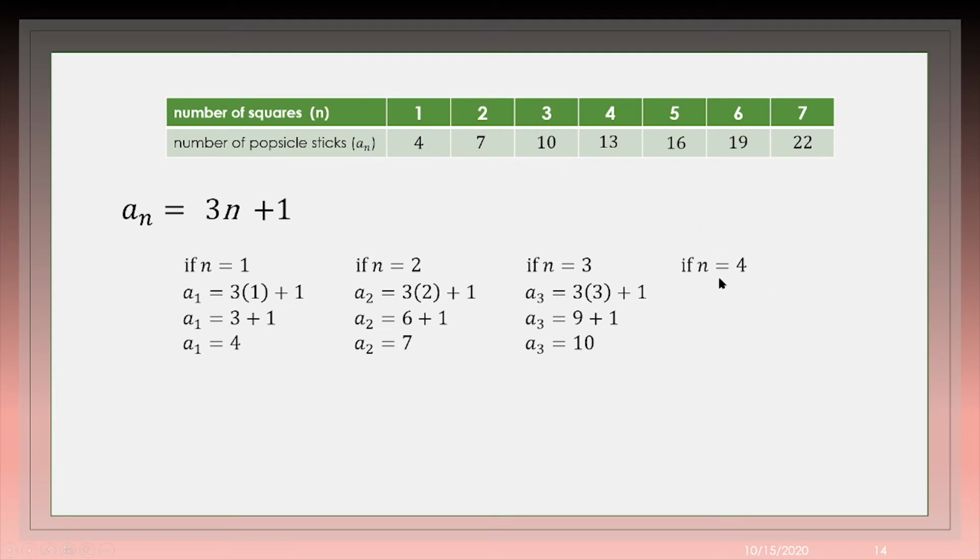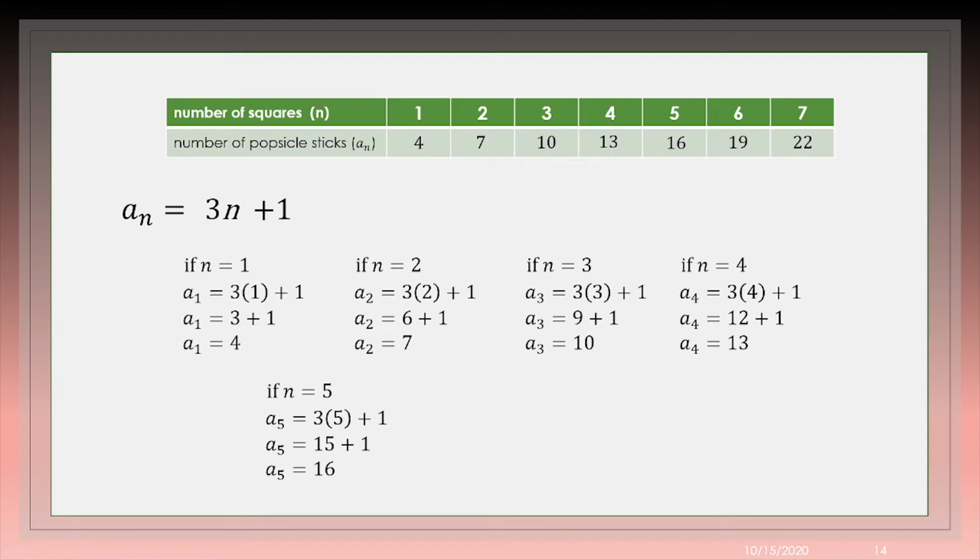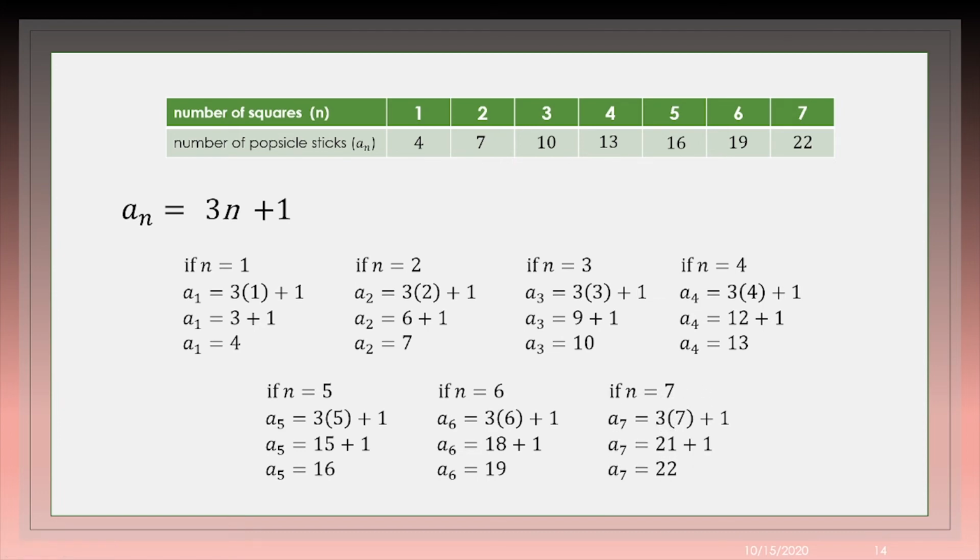Next one, n is 4. So substitute ulit natin siya. A sub 4 is equals to 3n plus 1. Then 3 times 4 is 12 plus 1 is 13. So the value of a sub 4 is 13. How about a sub 5? Or the value of n is 5. A sub 5 is equals to 3 times 5 plus 1. 3 times 5 is equals to 15 plus 1. The answer is a sub 5 is equals to 16. Then, pwede nyo siya i-continue hanggang sa a sub 7. Then, you will notice that our nth term is correct.